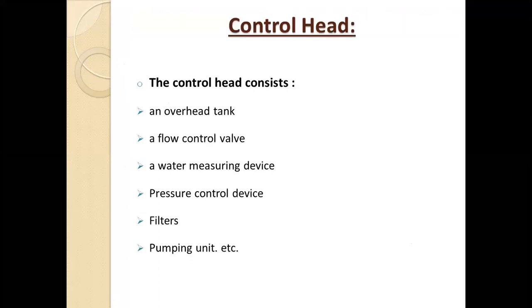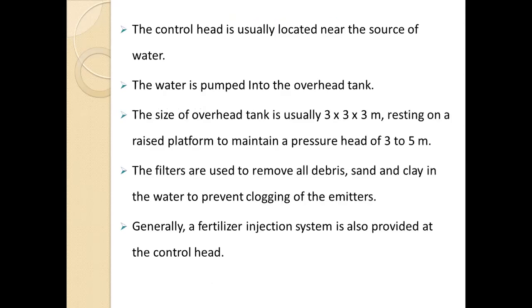In the control head, it consists of an overhead tank, flow control valve, water measuring device, pressure control device, filters, pumping units, etc. The control head is usually located near the source of water, so that the water is easily pumped into this overhead tank. The size of the overhead tank is generally 3 by 3 by 3 meter, which is resting on a raised platform to maintain a pressure head of 3 to 5 meter.